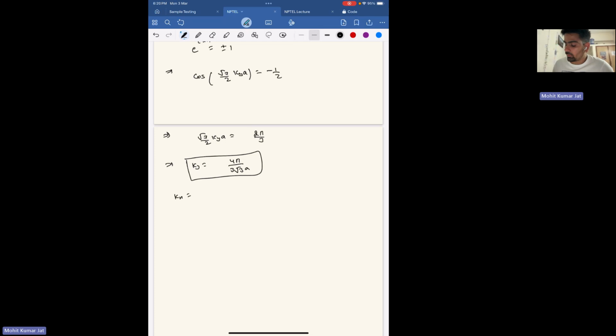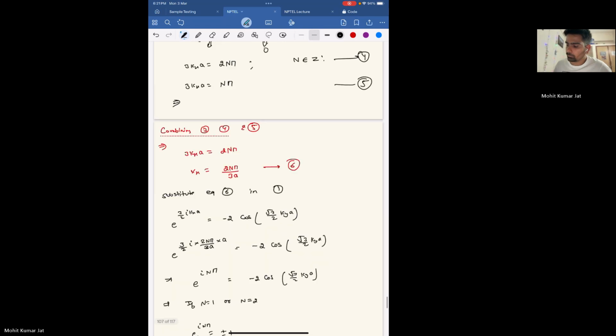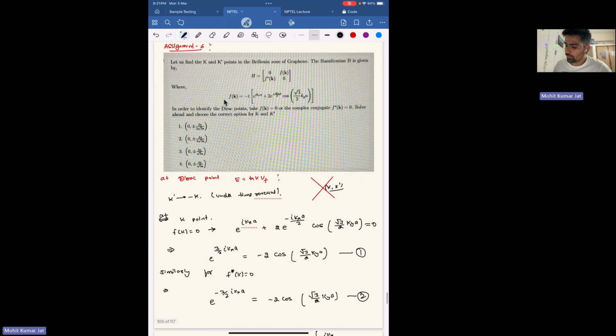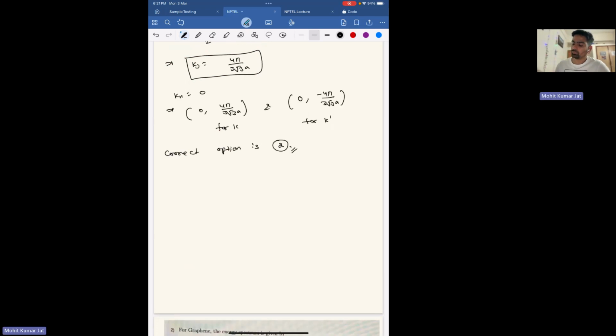And your kx from the given option is 0. So this tells you that 0 and 4 pi by 3 root 3a for k, and 0 and minus 4 pi by 3 root 3a for k prime. So the correct option is the second. This is the first question.